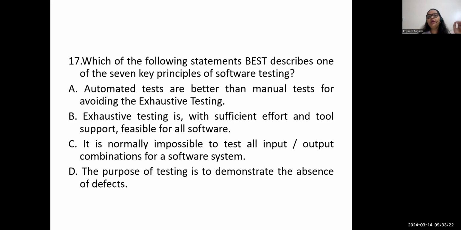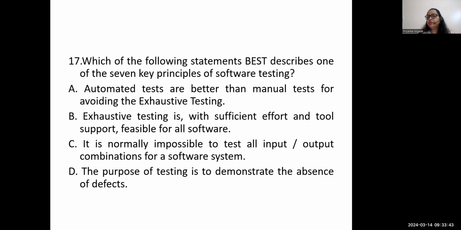The last two principles: testing shows the presence of defects, not the absence of defects, and absence of errors is just a fallacy. Zero defects doesn't mean the software is of quality. Quality means the software is developed as per the customer's need, then we can call it a quality application.